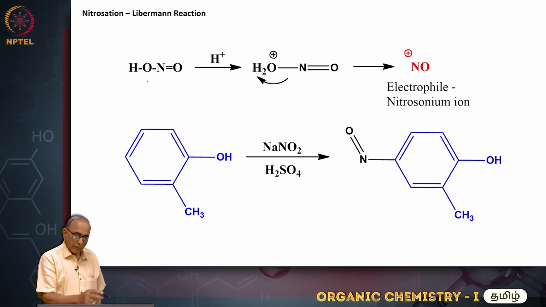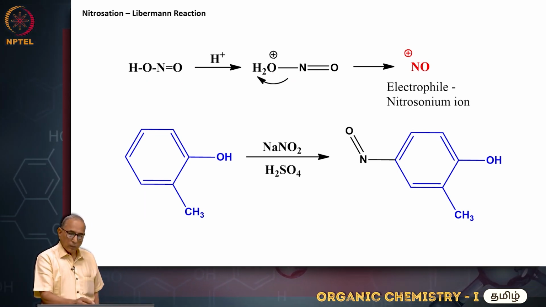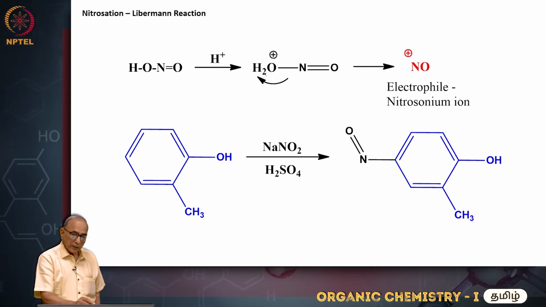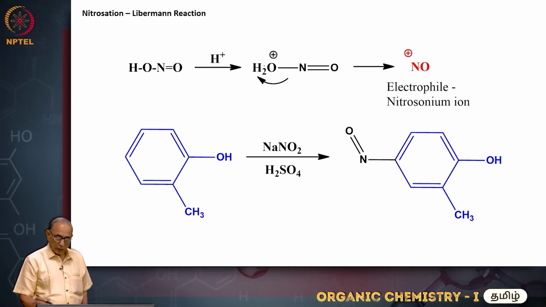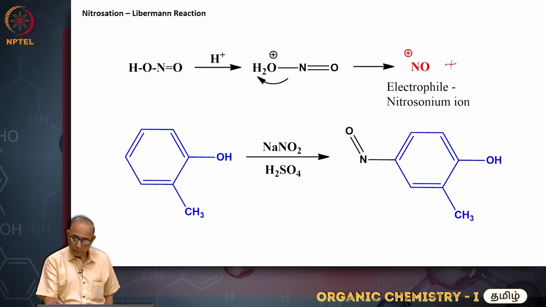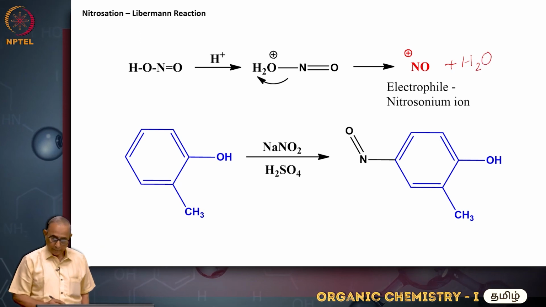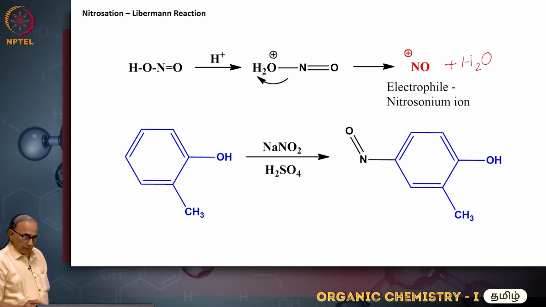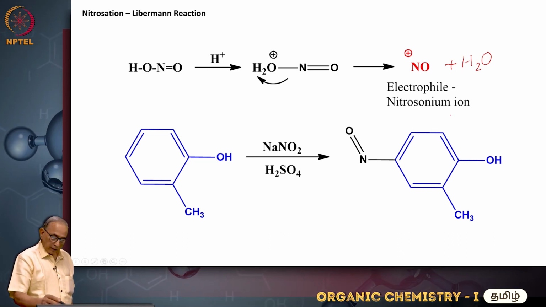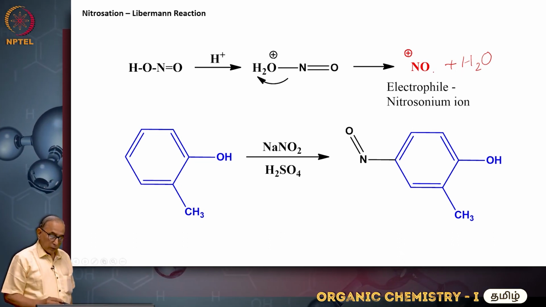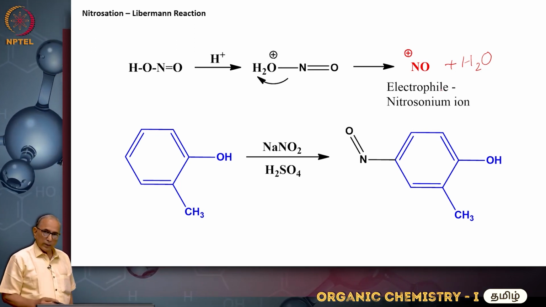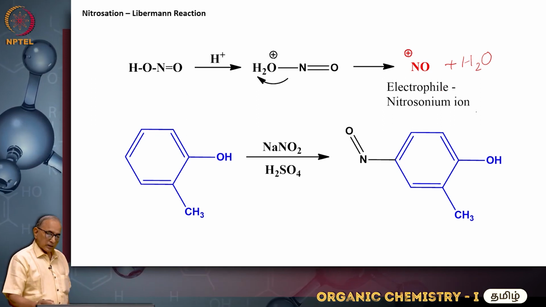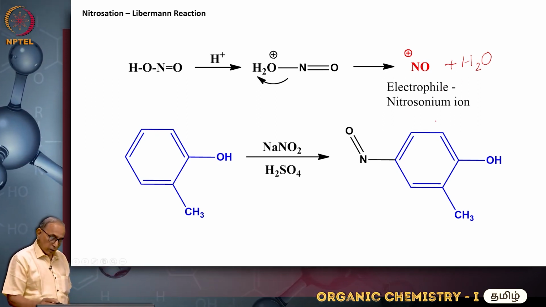When the oxygen in the nitrous acid is protonated, this bond becomes weak, the NO bond becomes weak. So the bond will break, the electrons will go towards water, making it neutral, forming H2O here. So this is the electrophile nitrosonium ion. NO plus is nitrosonium ion. Previously NO2 plus was called nitronium ion. NO2 is called nitronium ion because it introduces the nitro group. This is called nitrosonium ion because it introduces the nitroso group.